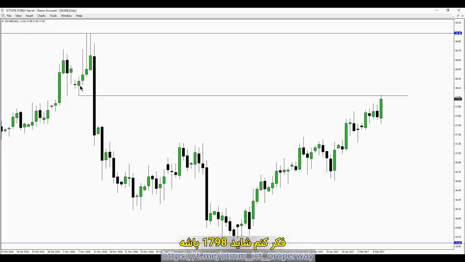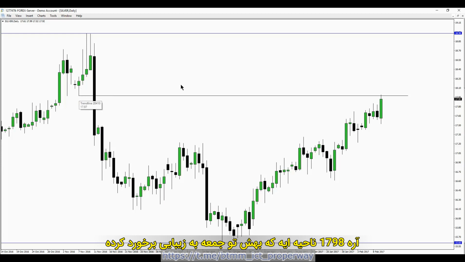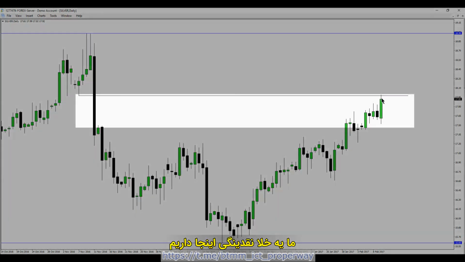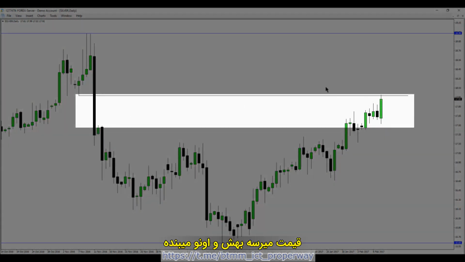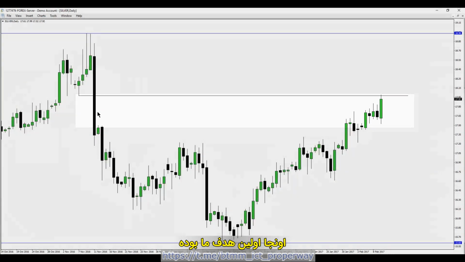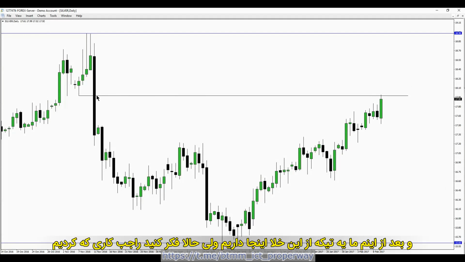I think it was 17.98, wasn't it? Yeah, 17.98 was the level. It hit that on Friday beautifully. We have a liquidity void in here. Price trades up into, closed in that. That was the first objective. Okay, and then after this, we have a little bit more of this void in here.